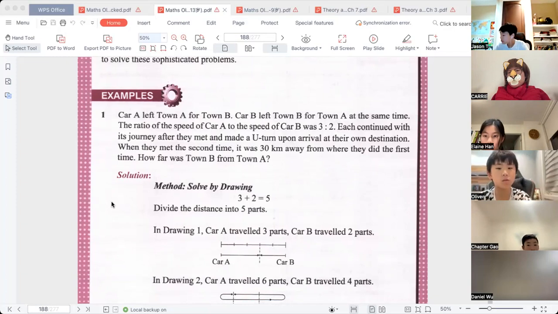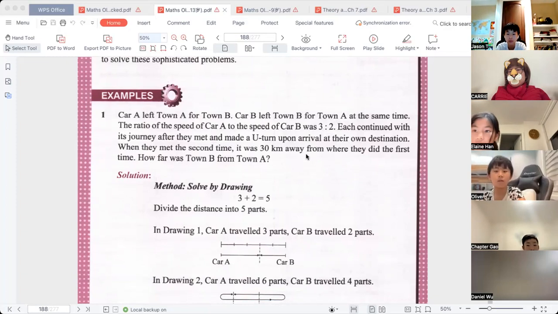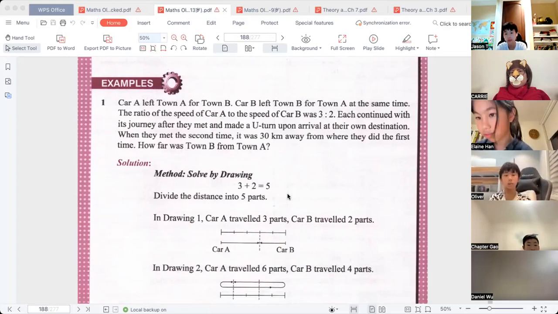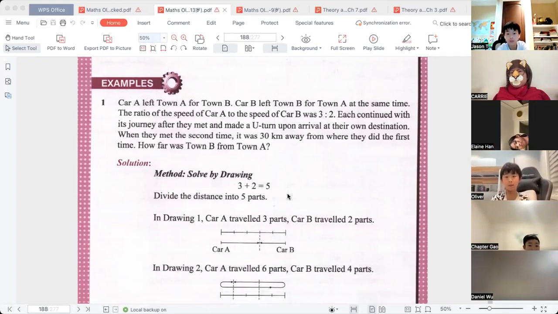Earlier, we learned the ratio, right? Because we don't know exactly what the speeds are. But if the speed of car A is 3x, obviously the speed of car B is 2x. The x could be any real number. But when they eliminate it and simplify the fraction, it is 3:2.